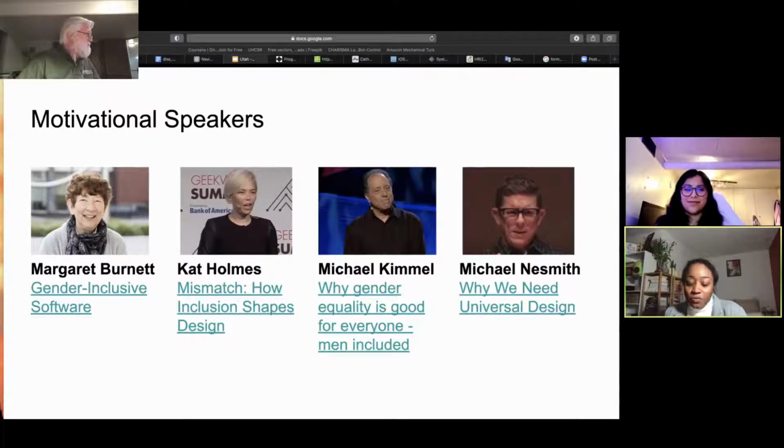She's one of the Google designers, I believe a UX designer at Google, not UI. And then she's also the author of Mismatches, which is a book about inclusive design and how it shapes the technology that we're building today. Michael Kimmel, he's one of those amazing professors in psychology, and he talks about how making more inclusive products is helpful for both genders, and specifically from a men's perspective.